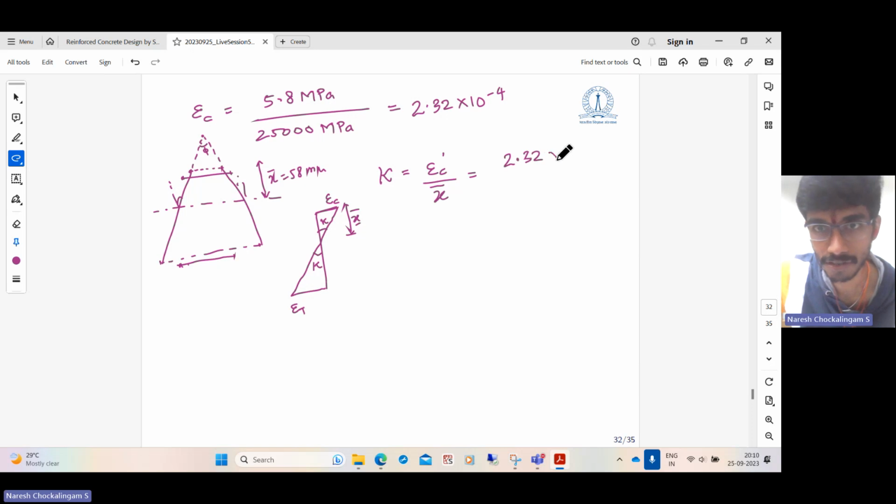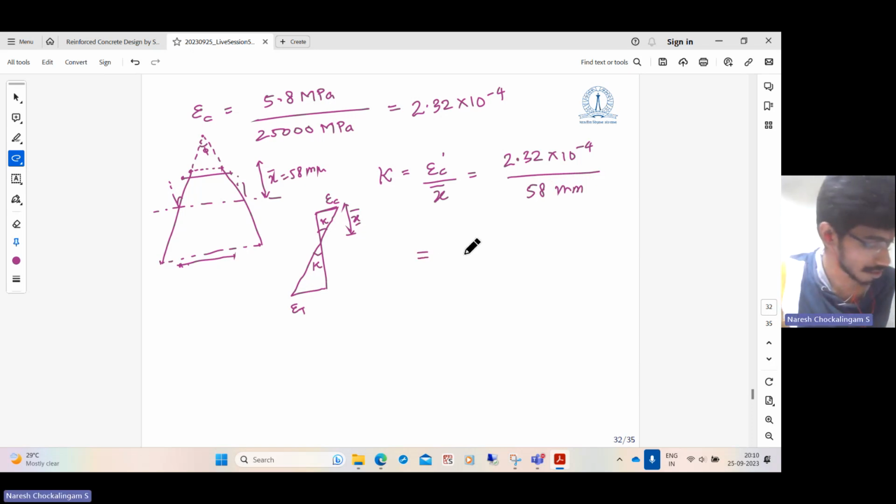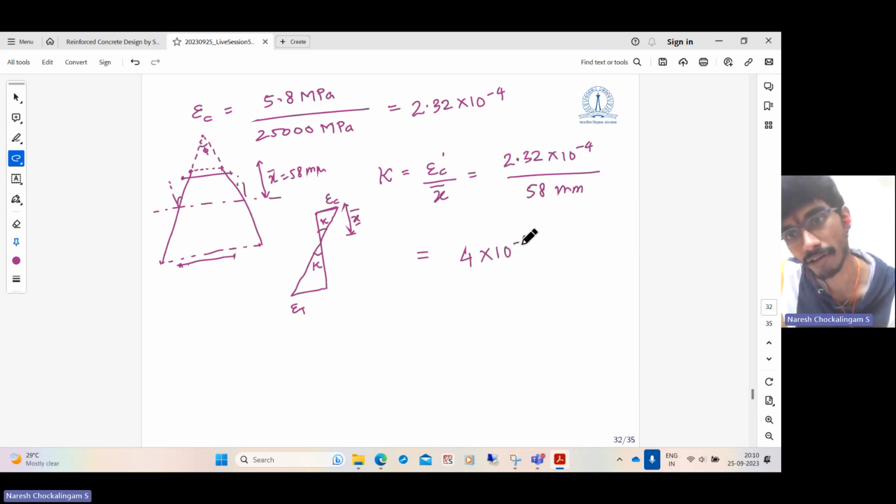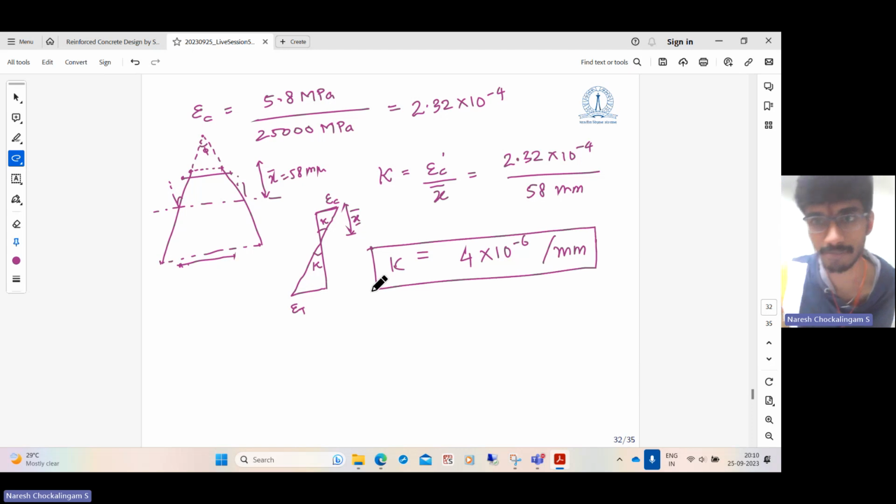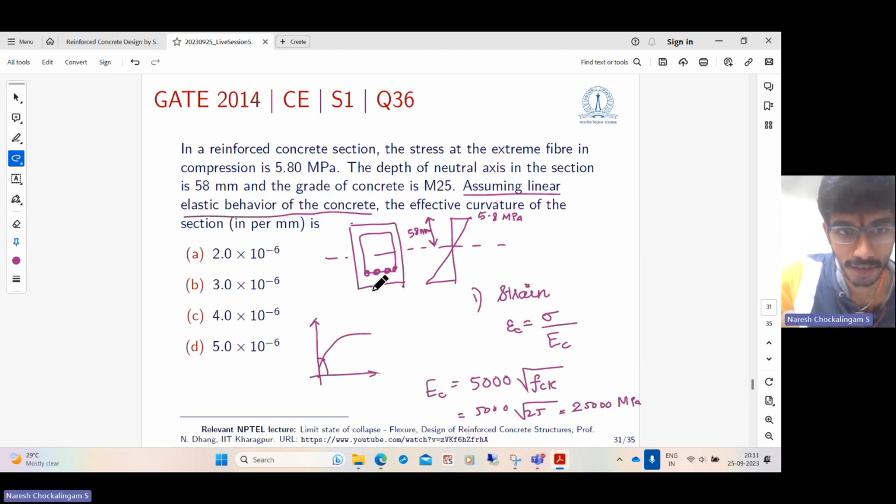Just substitute the values: 2.32 into 10 power minus 4 divided by 58 mm. This comes to around 4 into 10 power minus 6 per mm. The effective curvature of the beam at that point is 4 into 10 power minus 6 per mm. So it all corresponds to the matching option.